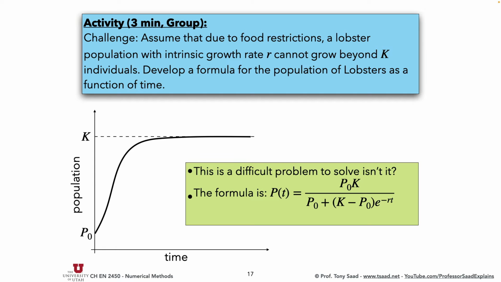The actual formula for this curve is this guy: P0 K over P0 plus K minus P0 e to the minus rt. Pow! There's no way you could come up with this formula out of the blue, right? It's impossible. So that's the right answer. So how was this formula obtained? This is an actual formula. I'll cite the reference in the next slide. This is an actual formula for populations of lobsters.